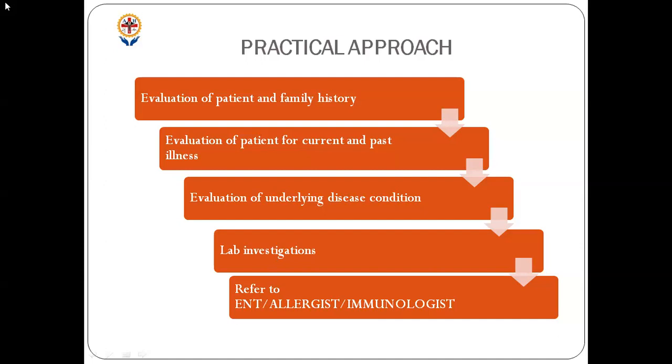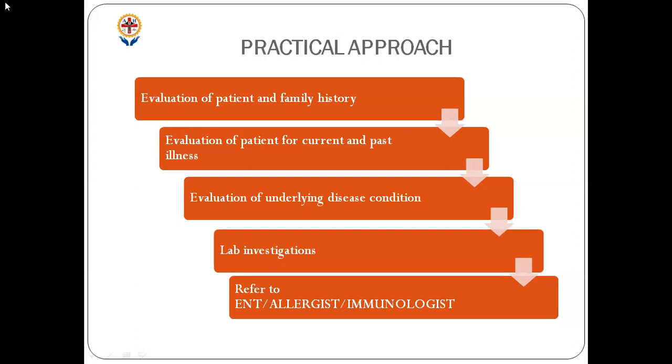Next comes your evaluation of the underlying disease. If you are suspecting a cardiovascular disease, then you can evaluate the child for congenital heart disease with echo. If you are suspecting GERD, evaluation for GERD. And if you are suspecting any allergies, you can go for allergen testing. Lab investigations are indicated only if the child is toxic, if he needs hospitalization, if the child is too sick, or if you want to know whether the child is in sepsis, then chest X-ray and lab investigations are indicated.